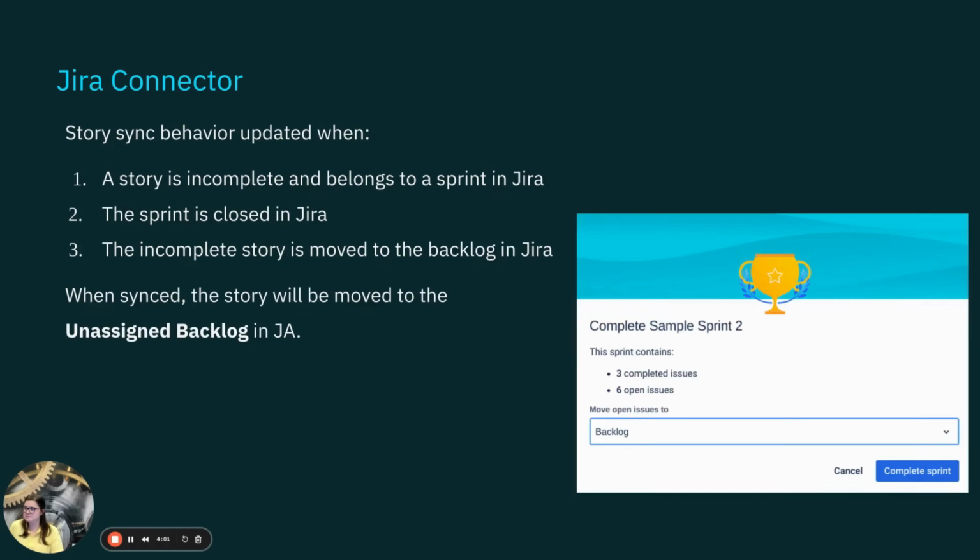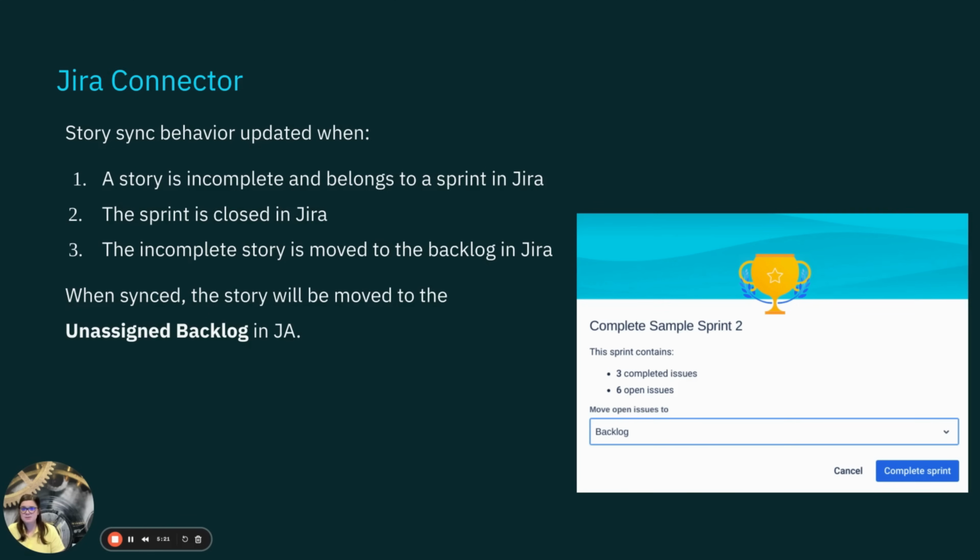An update to the Jira and Jira Align connector: Atlassian has updated the story sync behavior between Jira and Jira Align when a sprint is closed for the following scenario. You have a story that is incomplete but belongs to a sprint in Jira. That sprint is closed in Jira, and the incomplete story is moved to the backlog in Jira.